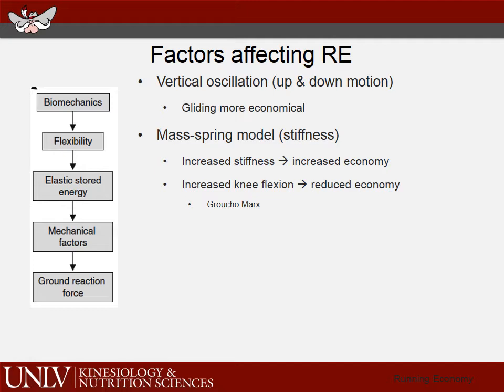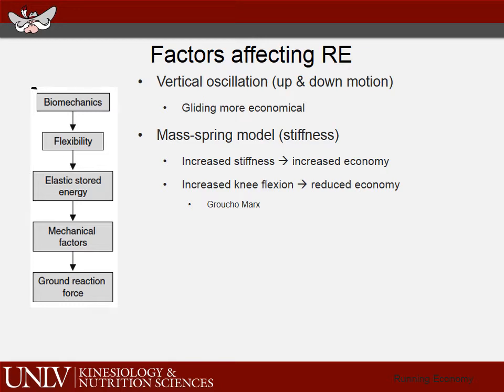Beyond vertical oscillation, there's the mass spring model, or the stiffness of the lower extremity. By stiffness, I mean that as I strike the ground, the angles of my ankle, knee, and hip may change a lot during the stance phase, and then I'm less stiff, more compliant. If they do not change much during ground contact, then I'm considered a stiffer runner or stiffer contact. So increased stiffness increases the economy.